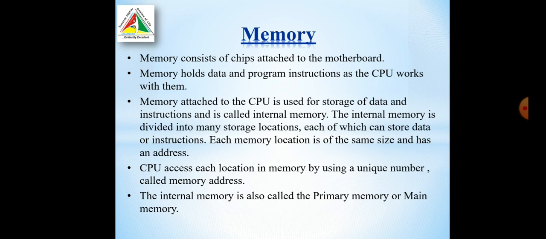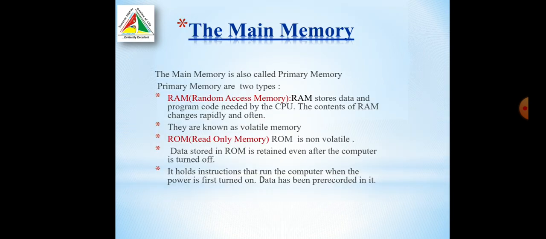Each memory location is of the same size and has an address. The CPU accesses each location in memory by using a unique number called a memory address. The internal memory is also called the primary memory or main memory. Let's have a look at the main memory. The main memory is also called primary memory.